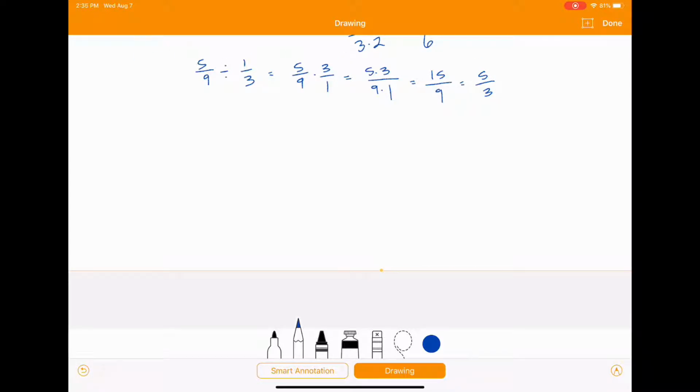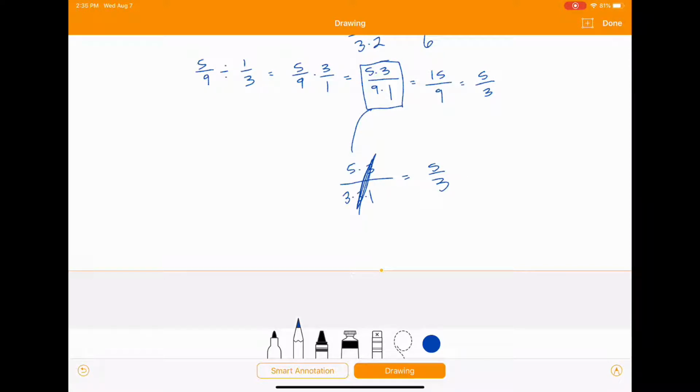And again, if you wanted to simplify during your process, you would take this 5 times 3 all over 9 times 1. And you know that 9 is really 3 times 3, so you can go ahead and replace that with 3 times 3. And one of your 3's will cancel out. So you'll be left with 5/3.